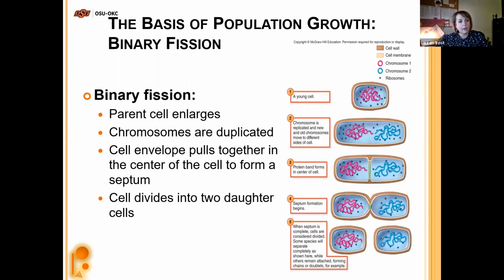All right, growing bacteria, how are they going to grow? They grow by this thing called binary fission. The parent cell gets bigger, the chromosome duplicates, the cell pulls apart in the center to form a septum division, and then cells will divide into daughter cells. That's pretty straightforward. But yeah, young cell makes chromosome double, gets bigger, makes a band in the middle, the septum, that helps it squeeze in the middle and then make two daughter cells. That's binary fission. So one becomes two.